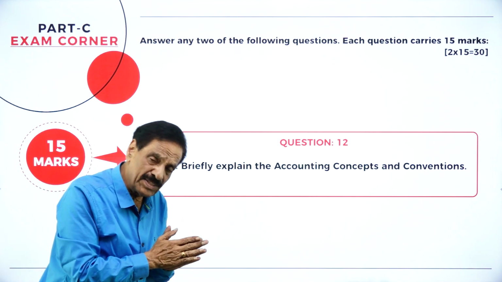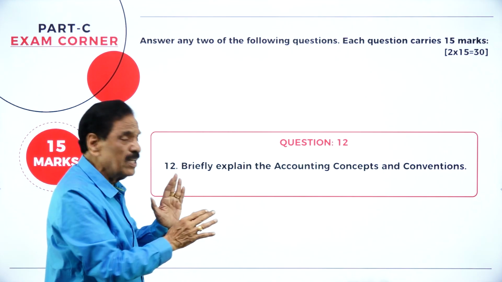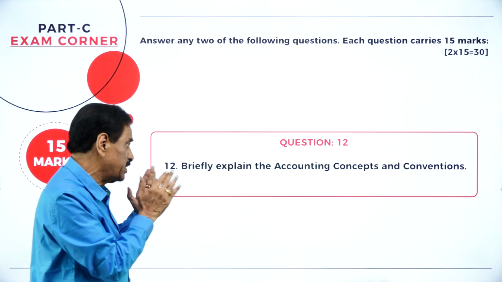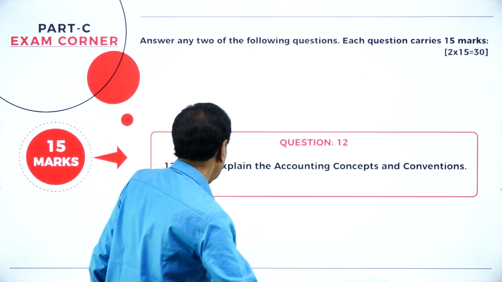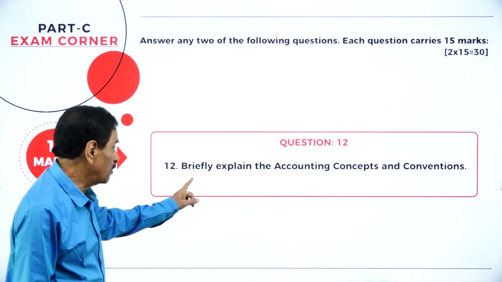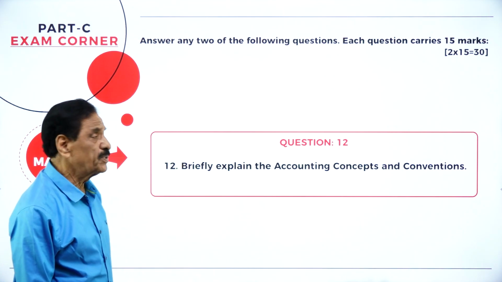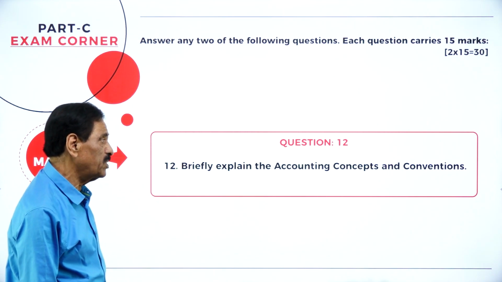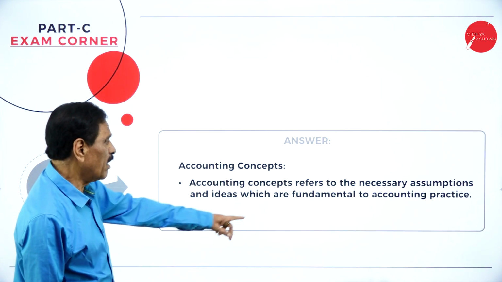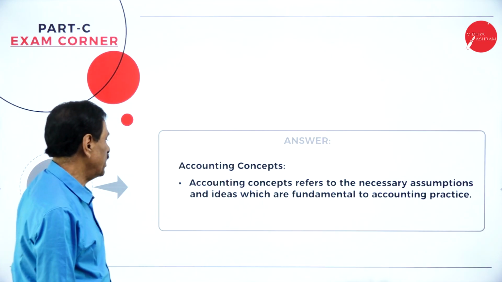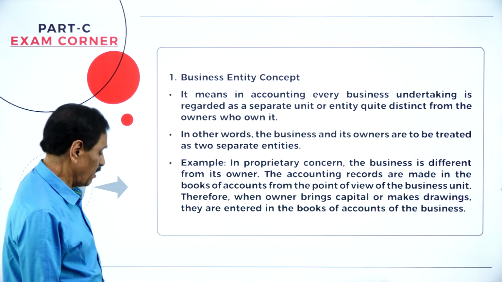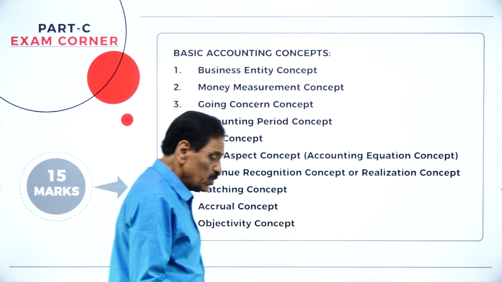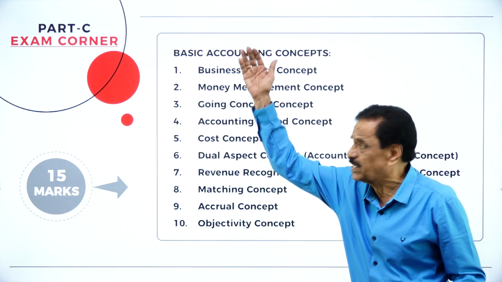If you are really interested in writing theory, you can take the particular concept. I will explain, then you can go one by one. So it says, briefly explain accounting concepts and conventions. Here, accounting concepts are necessary assumptions and ideas that are fundamental to accounting. So, which are the concepts? First, you give a list of the concepts.